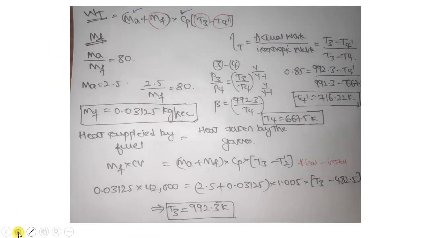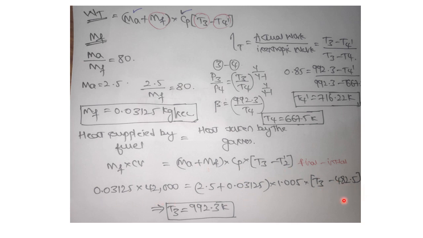So substitute all the things. You know the mass flow rate of fuel, just calculated. Cv is given, mass flow rate of air, mass flow rate of fuel, just substitute it. Cp, substitute. T3 is unknown, just keep it as it is. T2 dash you already calculated, substitute it. So in this particular equation, only T3 is unknown. If you calculate it, it comes around 992.3 Kelvin.